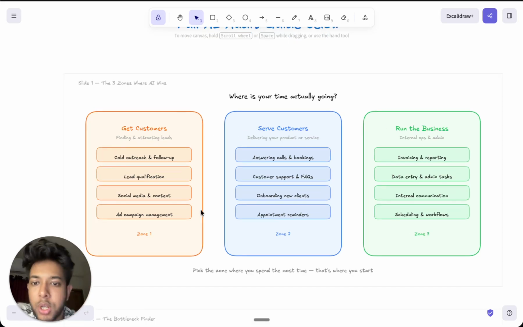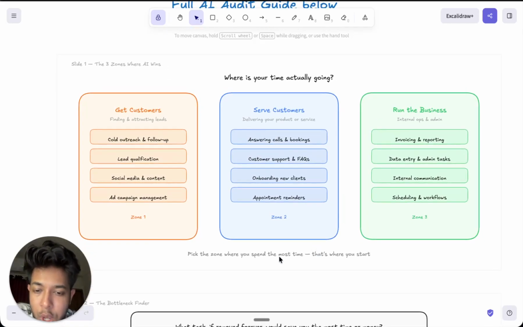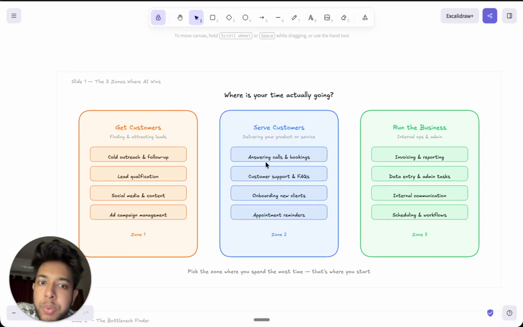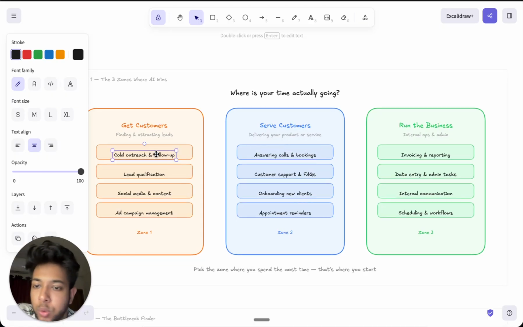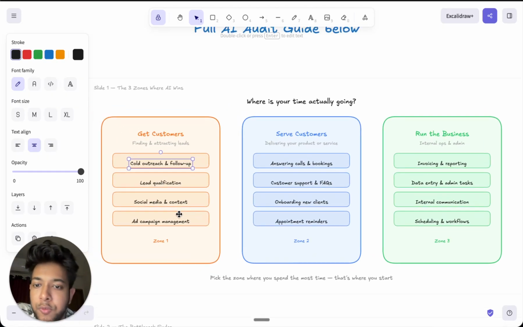That's one thing. Now, for each of the three sectors mentioned here, to understand where we can use AI, we need to first figure out which part inside each sector is taking the most amount of time. Is it, let's say, answering calls or bookings, or is it doing cold outreach? We have to go through each of the segments and find out which process or which specific task is acquiring the most amount of time for us. So we're going to highlight that.